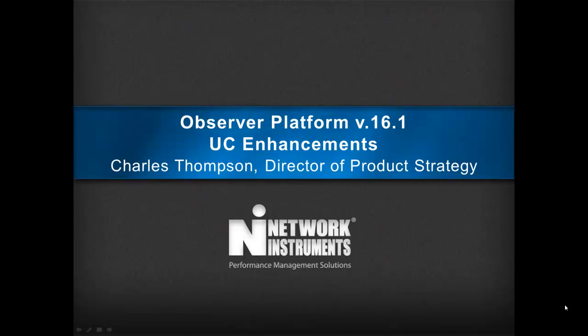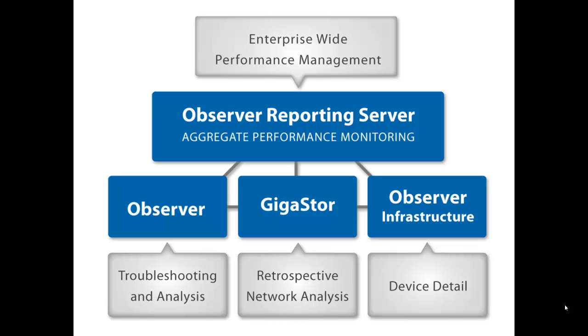Now, the Observer platform is comprised of a number of different components. It begins with the Observer Reporting Server along the top of our monitoring model here. Observer Reporting Server has the ability to aggregate multiple perspectives together into a single logical depiction of the environment for an organization, harvesting information from packet-based data sources, flow-based metrics, as well as resource monitoring perspectives. Along the bottom, GigaStor acts as our retrospective network analysis component, with Observer providing troubleshooting analysis functions and Observer Infrastructure providing device-level details.